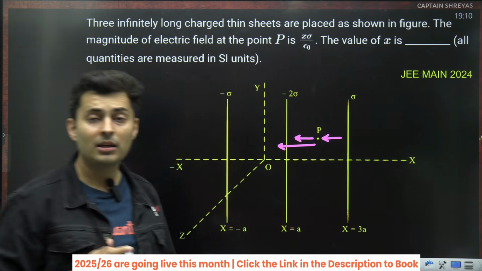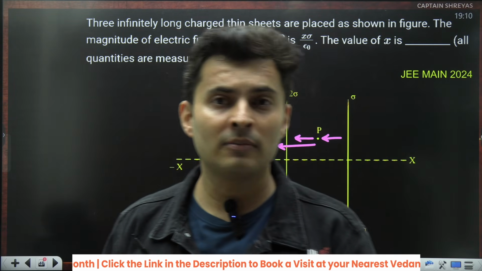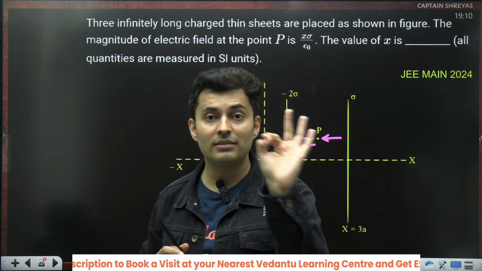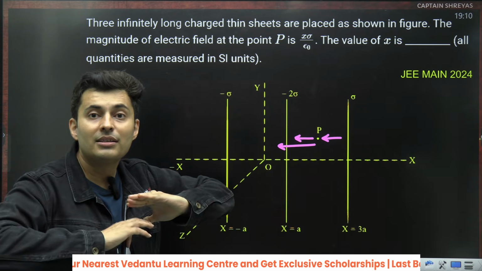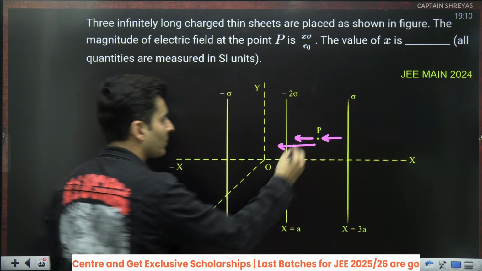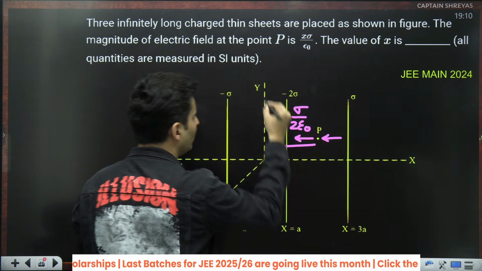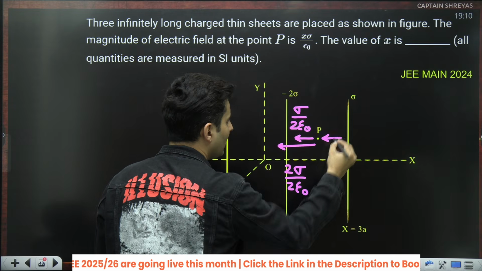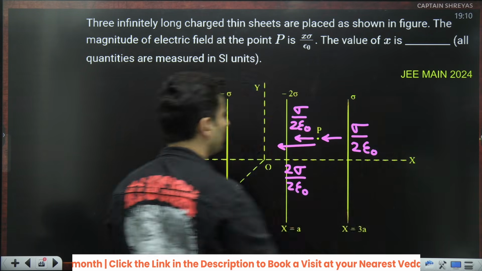By the way, remember, due to any large sheet, the field is independent of the distance. It's basically uniform. The field lines are parallel, so distance does not matter. So don't worry about these distances. It is just given to play with your head. That's all, nothing else. So due to minus sigma, it is sigma by 2 epsilon naught. Due to minus 2 sigma, it is 2 sigma by 2 epsilon naught. And due to this sigma, it is sigma by 2 epsilon naught.